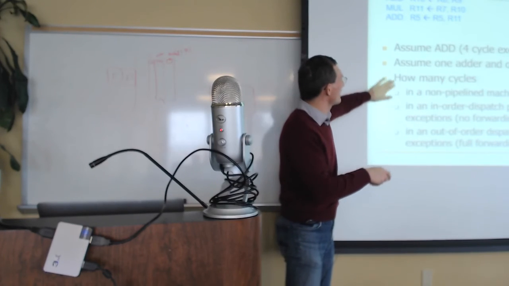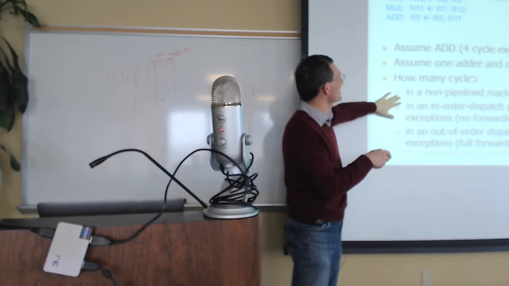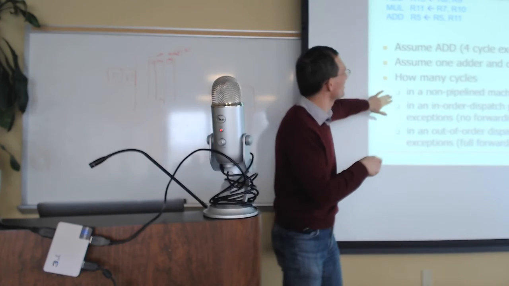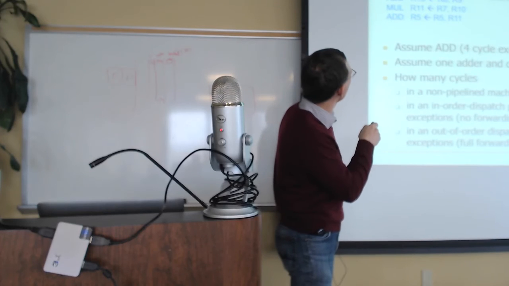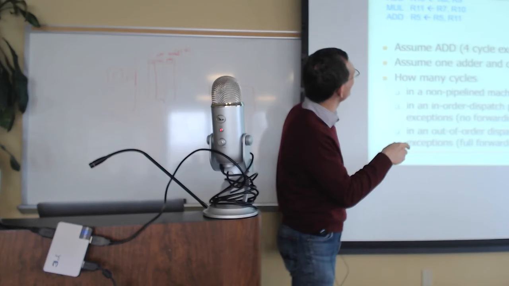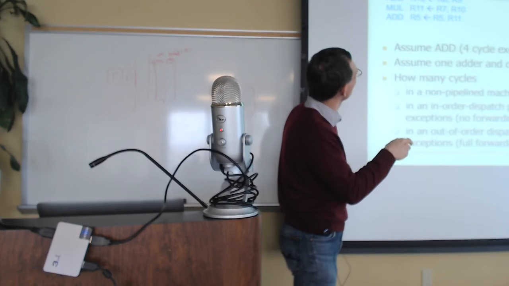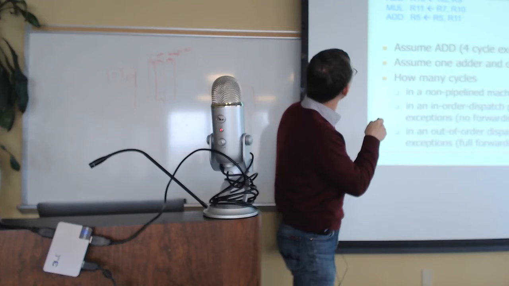There are several things that we're going to cover, although I'm going to breeze through some of these. How many cycles does this take in a non-pipelined machine? Well, I'm going to let you figure that out, because it's easy. You can do that relatively easily. Multiply takes 1, 2, 8, 9 cycles. And add takes 1, 2, 6, 7 cycles. And you have 1, 2, 3, 4 adds.